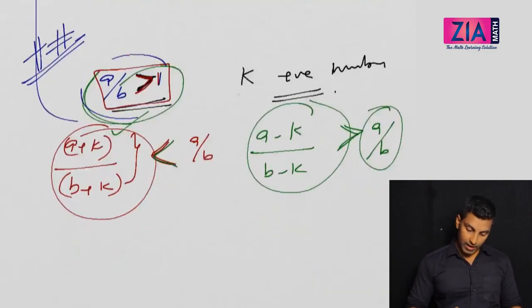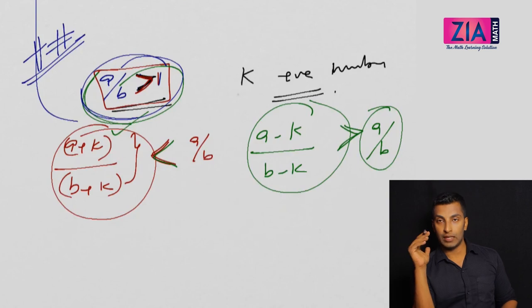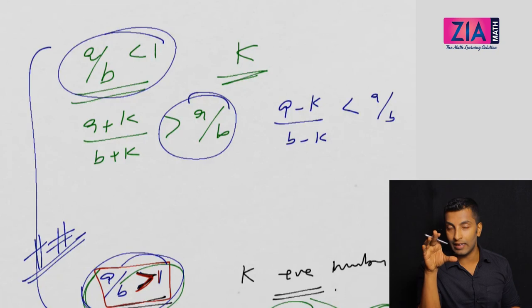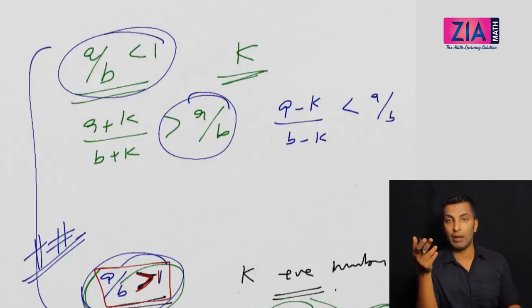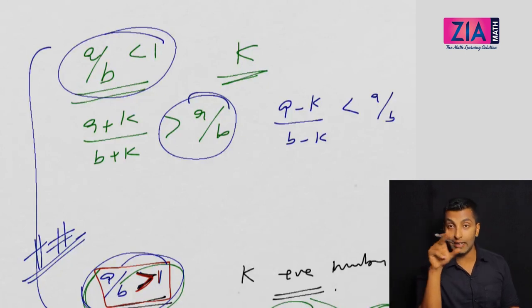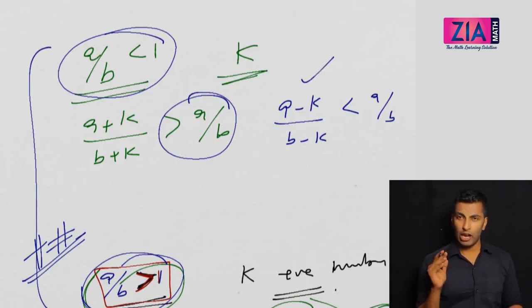See, a by b greater than 1, you are adding a positive number in the numerator and denominator, that ratio will be less than the ratio. You are subtracting a number in the numerator and denominator, that ratio will be greater than the ratio. Now the opposite is a by b less than 1. You are adding a positive number to the numerator and denominator, the ratio will be greater than the ratio. And if you are subtracting the positive number from the numerator and denominator, the ratio will be less than a by b. I hope this is clear. A lot of applications you will see, and in fact we will discuss applications of this.